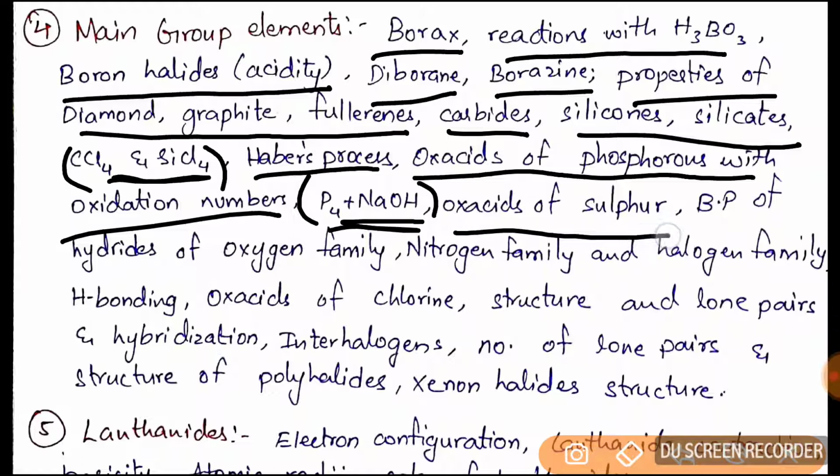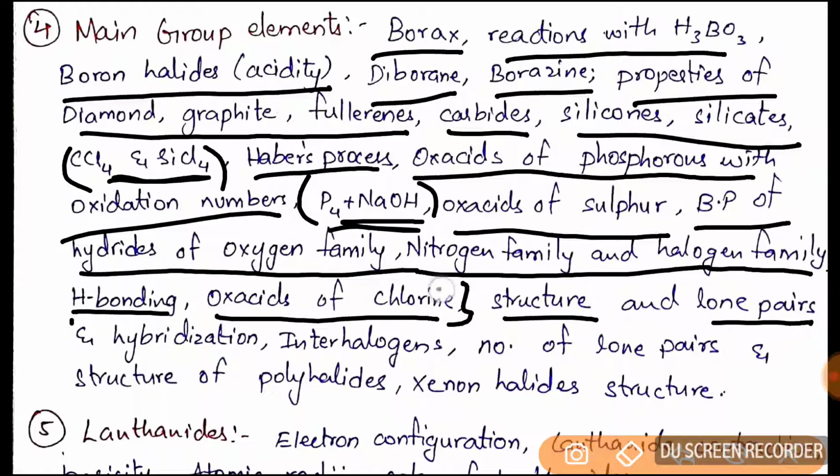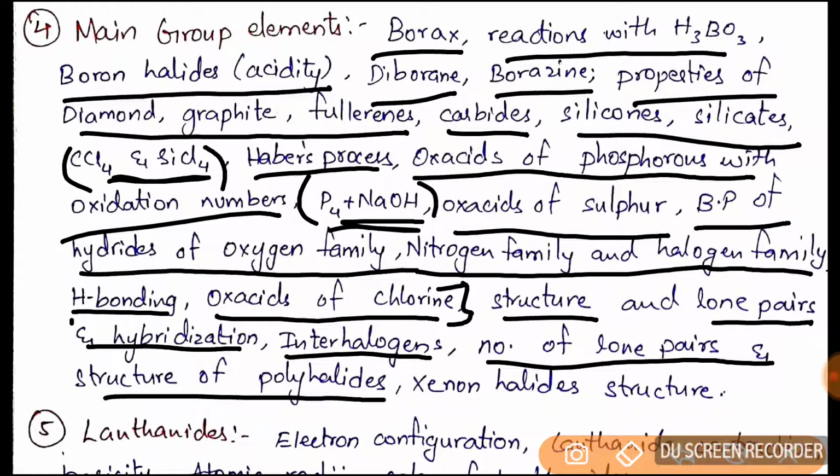And also oxoacids of sulfur with their oxidation numbers, and boiling point of hydrides of the oxygen family, halogen family, and nitrogen family, and hydrogen bonding, oxoacids of chlorine. From oxoacids of chlorine, the structure of the oxoacids is important, and the number of lone pairs in these structures are important, and also the hybridization. And then comes interhalogen compounds, the number of lone pairs and structure of polyhalides are important, and also the xenon halide structure, that is hybridization, is also important.